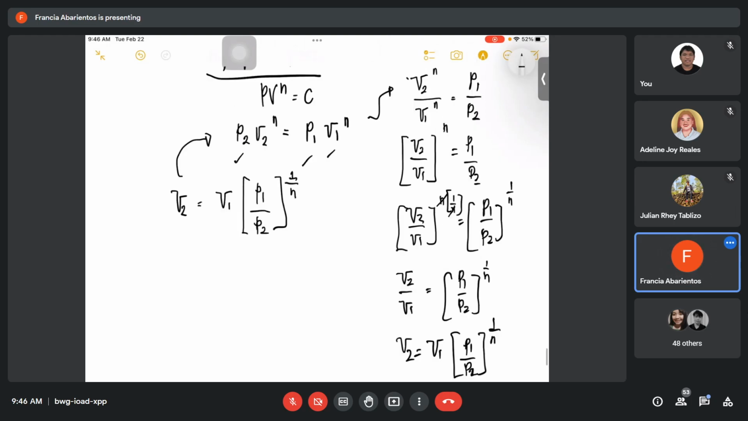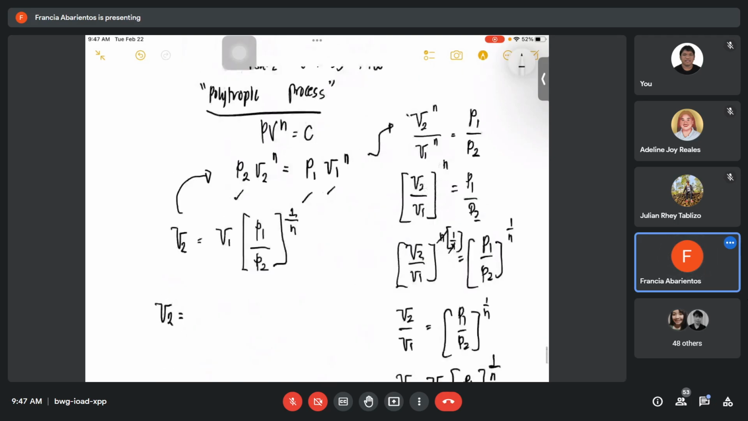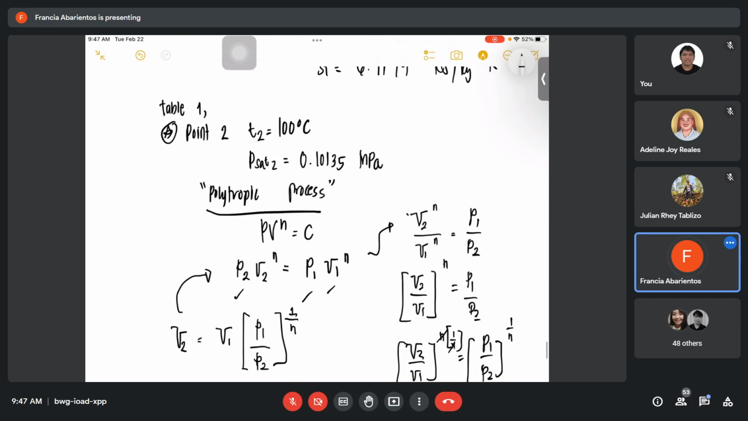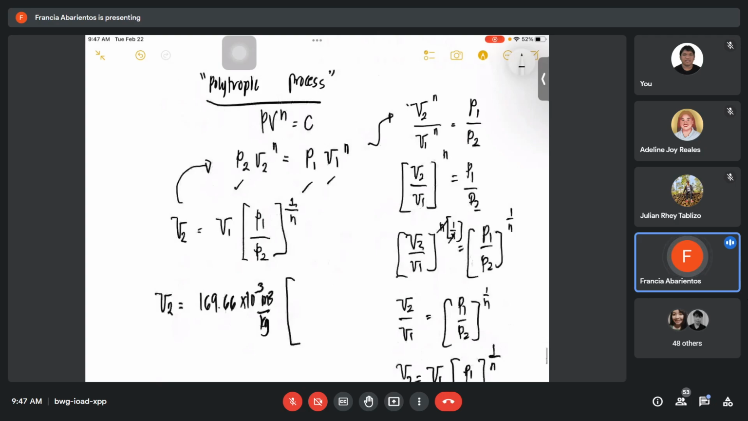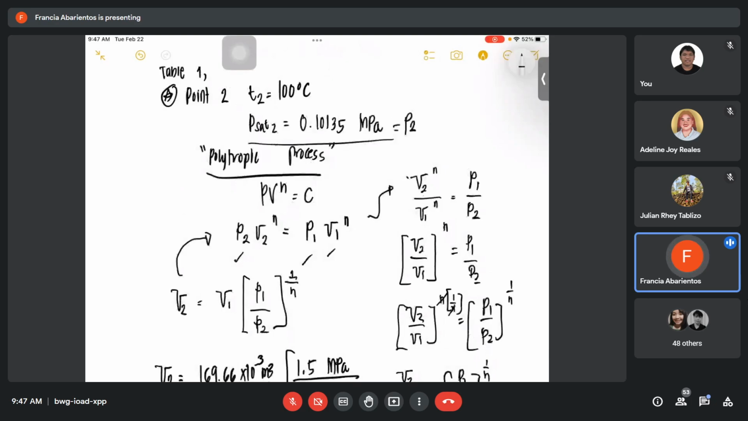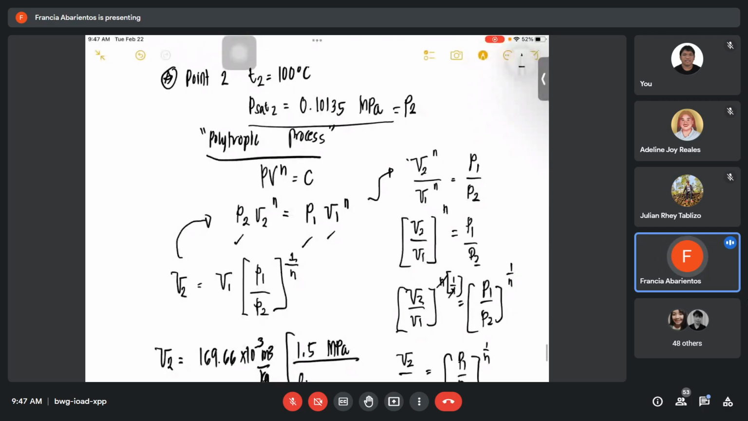Ganito yung gagawin natin. Okay? Since given na, compute for the specific volume at point 2. What is the specific volume at point 1? That is 169.66 times 10 to the negative 3. Your pressure 1. Ano yung pressure 1 given? 1.5 MPa. Ito kasi yung gagamitin natin. Pressure 2. Bakit ginagamit natin to? Kasi stated sa problem that state 2 falls under the wet region.